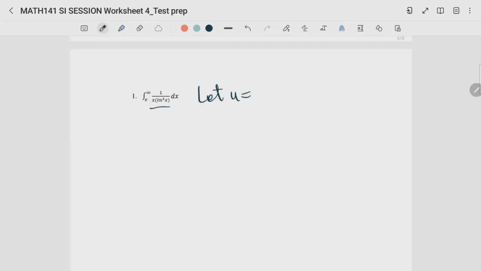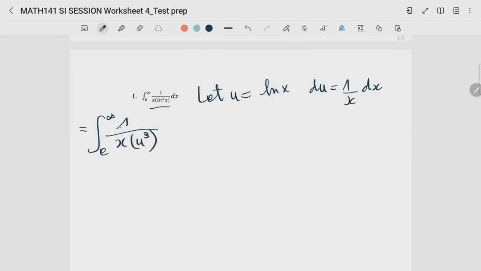Our ln. Okay, you can try that. If u is equal to ln x, then du is just equal to 1 over x dx, right? So then, bringing it to the expression, you would have the integral of 1 over x multiplied by basically u cubed, right? And dx is just x du, so the x would cancel there.